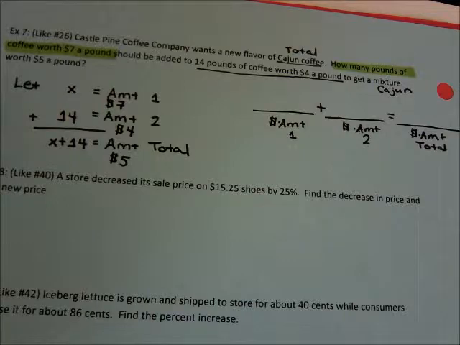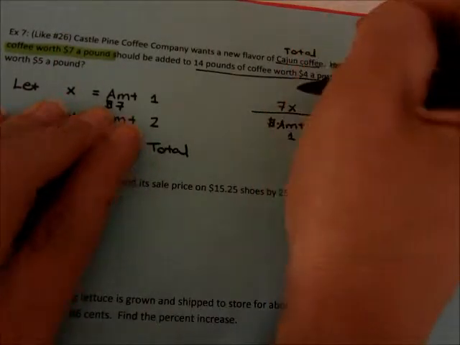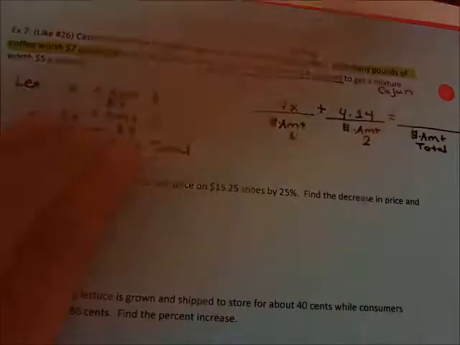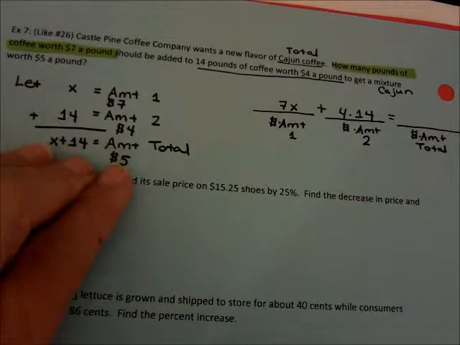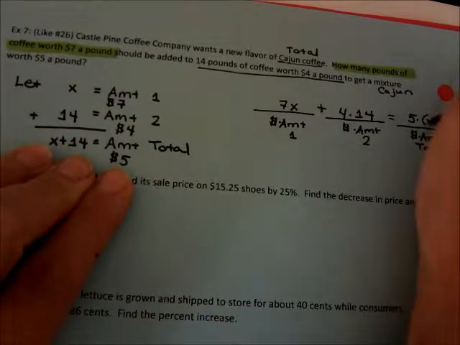All right, so just like the last one, now we're going to go through. Go to the first one. $7 times x, 7x. Second one, $4 times 14. And the last one, do not forget your parentheses. $5 times x plus 14.